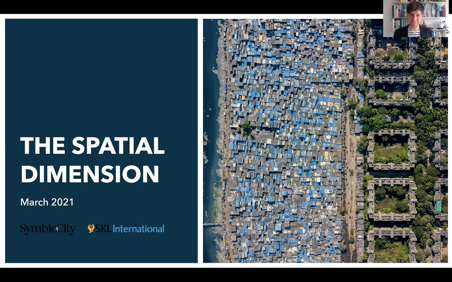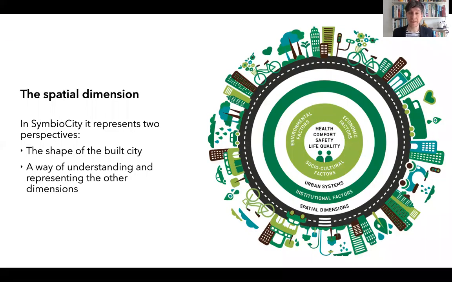So let's get started. The spatial dimension in the conceptual model of symbocity is a dimension in its own right. It's a factor that you can look at separately. It's about the shape of the built city. But it's also a way of understanding and representing the other dimensions. And this is what I will speak about today.